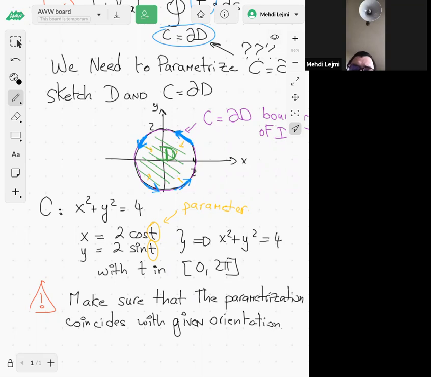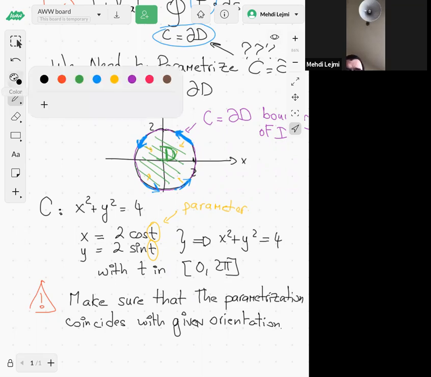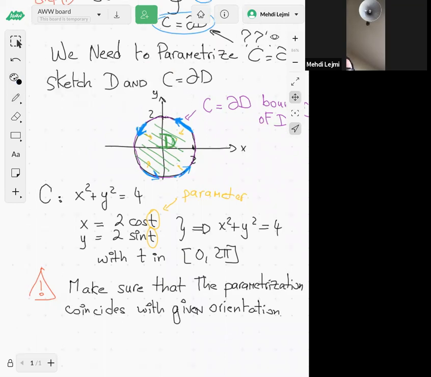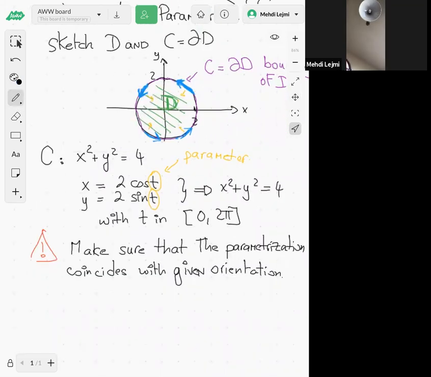So how to make sure that this parameterization will coincide with this specific orientation? We have this counterclockwise orientation, right? So all you have to do, guys, is to see how the points are moving. For example, the parameterization here is gamma of t, which is 2 cosine of t, 2 sine of t, and we are saying t is in the interval 0 to pi.